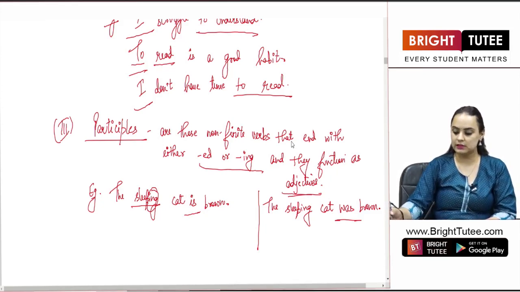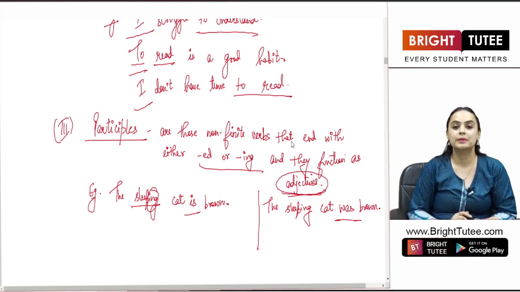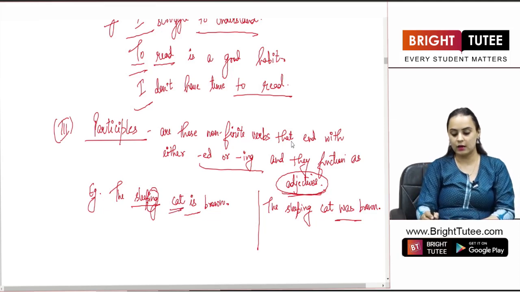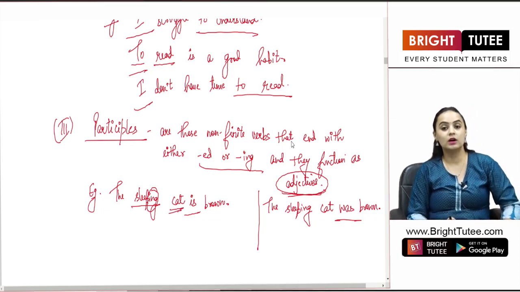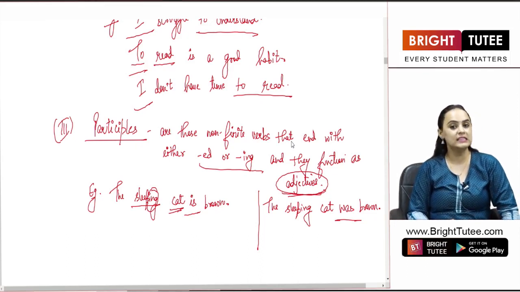And how is it acting as an adjective? Because it is telling us the quality of my noun. What is my noun? Cat. So this word is telling me about the quality of my noun cat, which is sleeping.